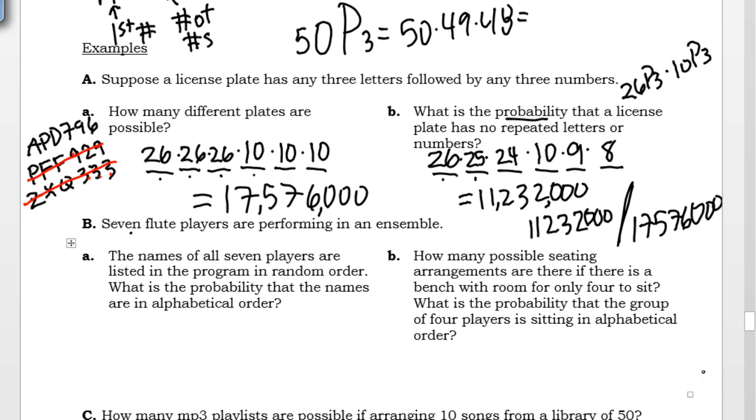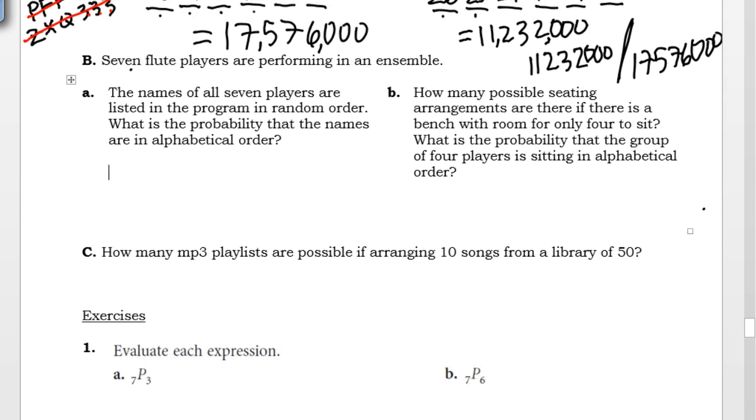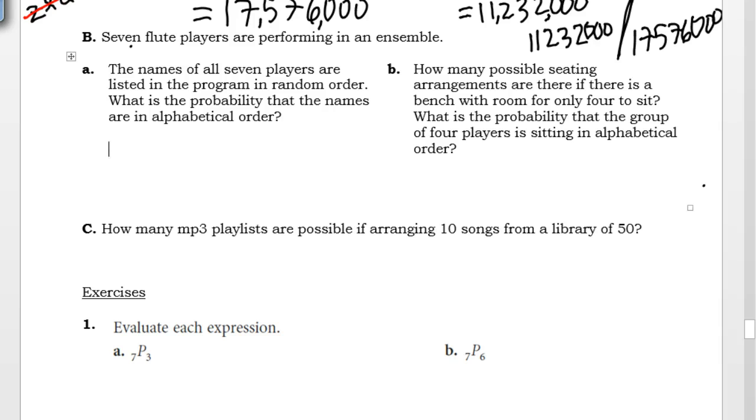Scrolling down. 7 flute players are performing in an ensemble. The names of all 7 players are listed in the program in random order. What is the probability that the names are in alphabetical order? 7 flute players means I have 7 names, and I need to use all 7 names. So I got one name, and then another name, and then another name, and then another name. I'm counting down because I'm never going to reuse somebody's name. I use a different name every single time. I'm not replacing the name into my pool to choose from.